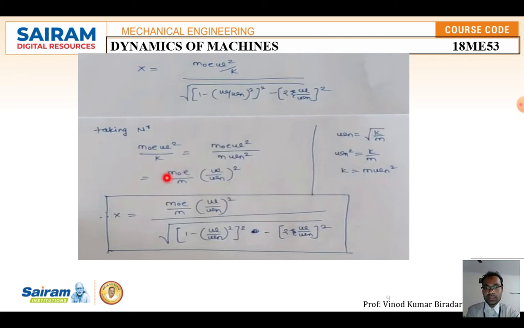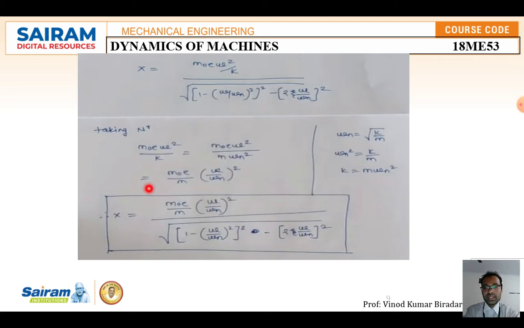Okay, so here what you are going to get, in place of k, just substitute, you are going to get this equation. Therefore x is equal to, again this value substituted in the top equation, x is equal to m naught e, that is unbalanced mass eccentricity, divided by m, omega by omega n whole square, divided by square root of (1 minus omega by omega n whole square) whole square plus (2 zeta omega by omega n) whole square.